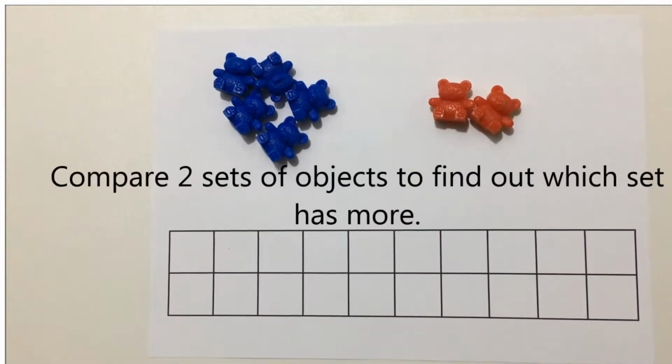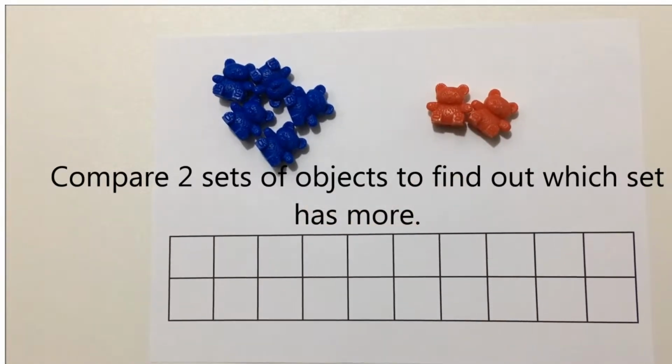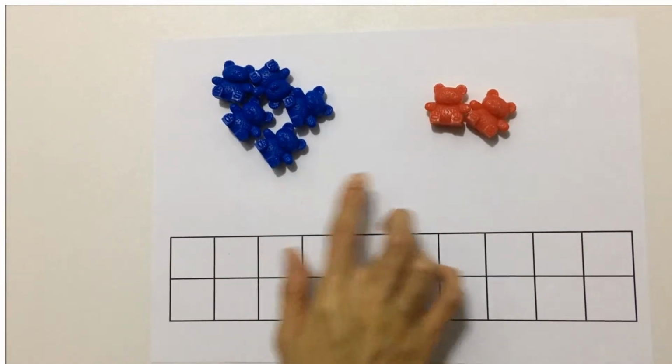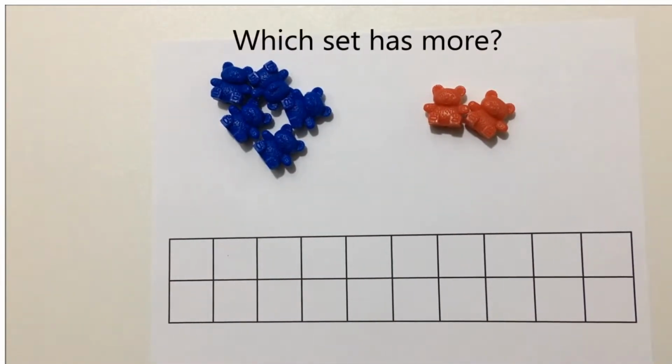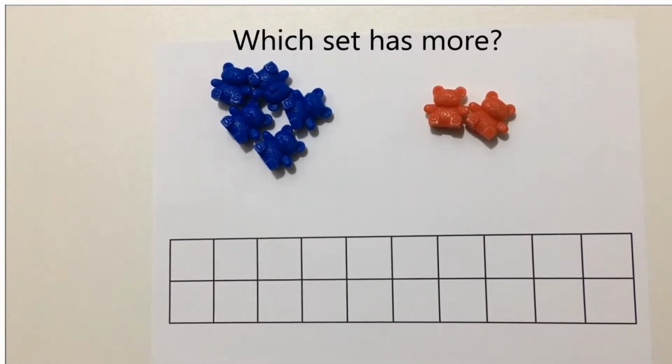Let's compare two sets of objects to find out which set has more. Look at the bears. Which set has more? We can arrange the bears in rows.